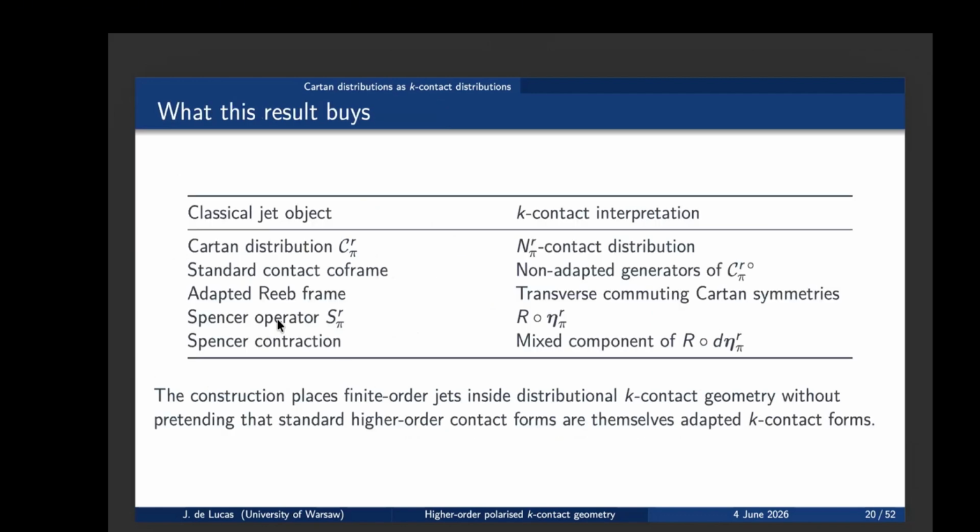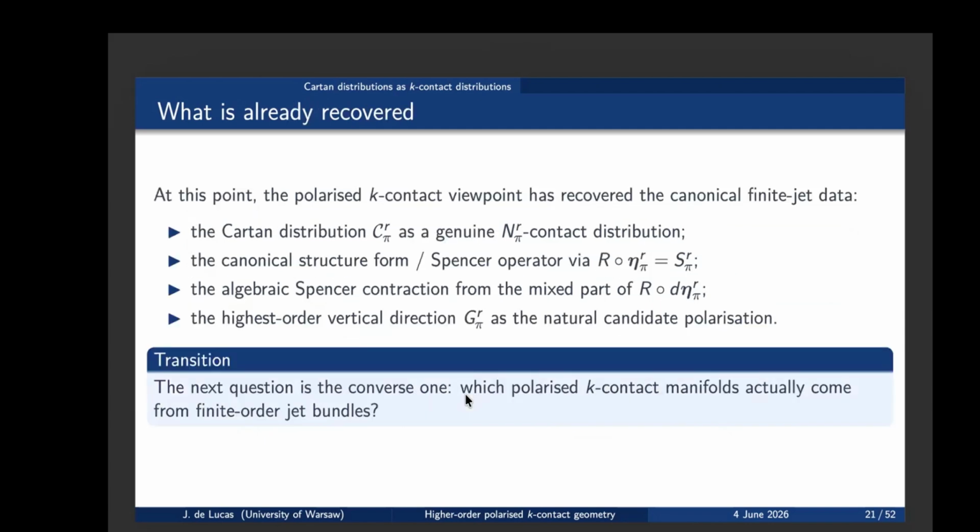So, summing up, the Cartan distribution is an NR pi contact distribution, standard contact, with adapted generators to the annihilator. If you adapt them, you will obtain the NR pi contact forms. An adapted frame are transverse commuting Cartan symmetries. The Spencer operator is essentially the composition of our contact form with the red lift. The Spencer contraction is just the differential of the NR pi contact form with the red lift. And you can go on and go on and go on.